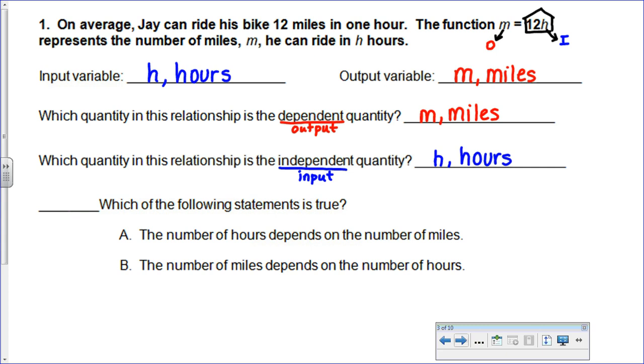So when talking about independent and dependent quantities, we should be able to write what are called dependency statements. We've got to decide which of the following statements is true. A, the number of hours depends on the number of miles, or B, the number of miles depends on the number of hours. Well, B just logically makes sense. Obviously, the number of miles Jay can ride depends on how many hours he's been riding. So B makes the most sense, but here's mathematically why. We said that the dependent variable is always the variable that depends on the independent variable. So B is written in the correct order. Dependent depends on the independent. Correct answer is B.